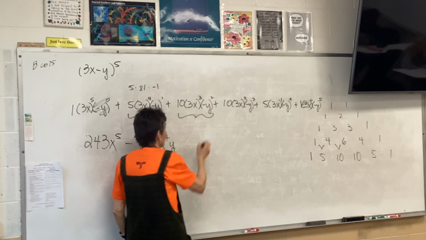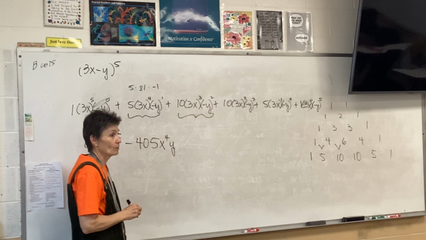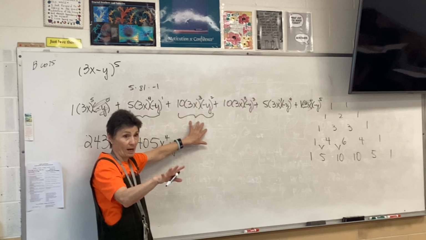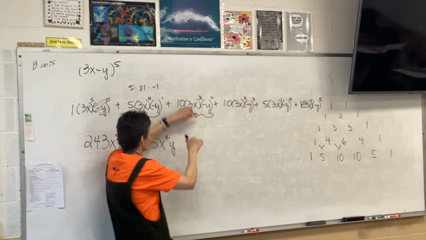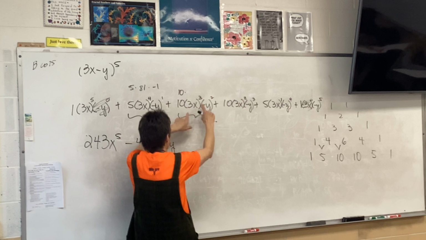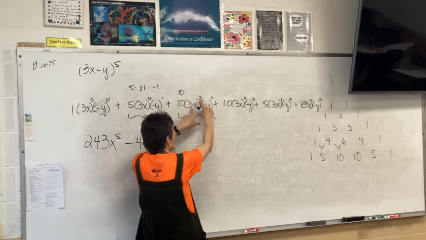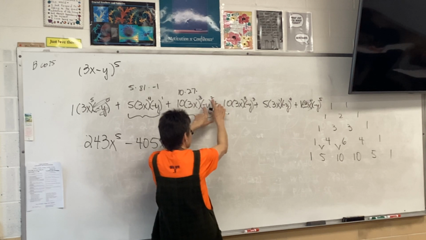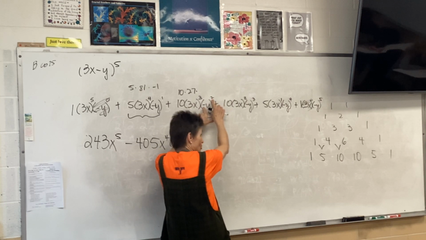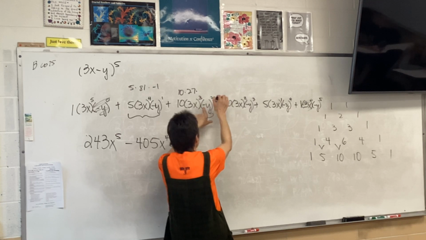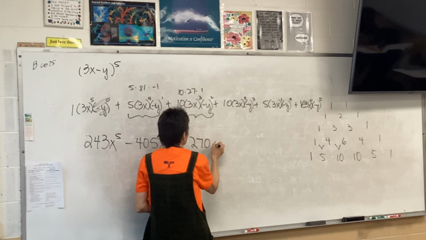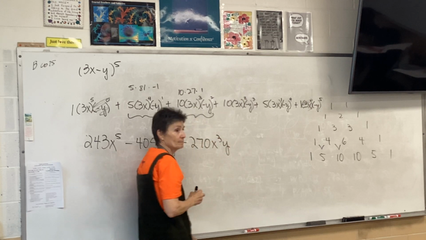Okay, I'm going to do one more with you, and then I'm going to do the rest of them on your own. So we're on to the next term. This is all multiply, okay? So it's a 10 times a what? 27 times a what? This is -1 squared. So -1 times -1, 1. So I got 270 x cubed y.